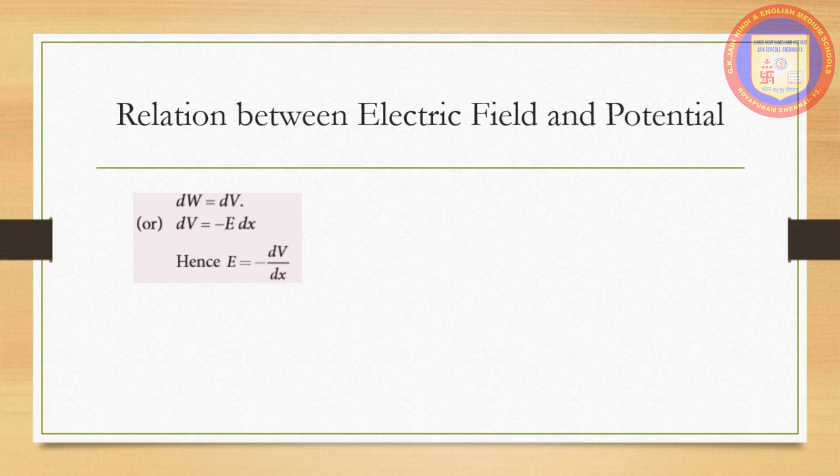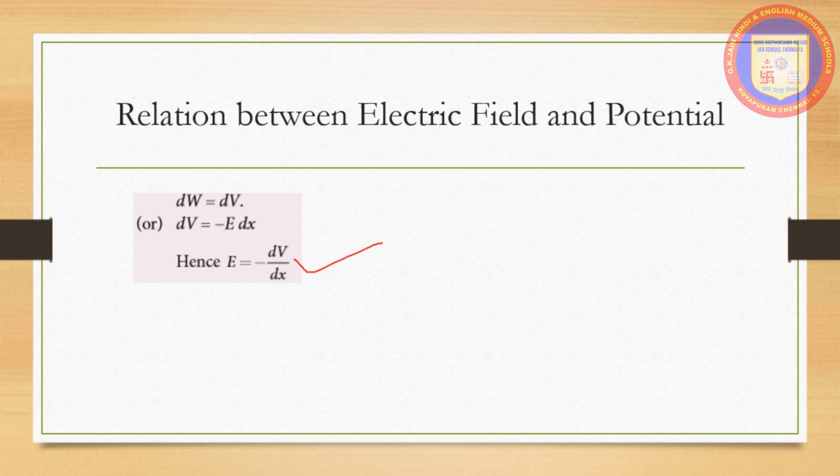So the work done is nothing but equal to the electric potential difference. So we have dW is equal to dV, or dV is equal to minus E into dx. Hence, E is equal to minus dV by dx. The electric field is the negative gradient of the electric potential.